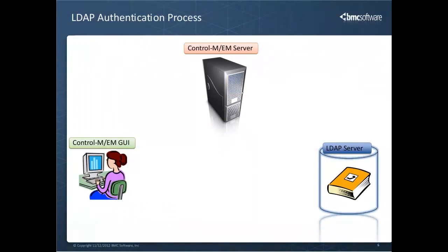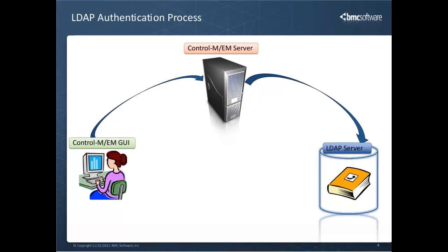Now we'll take a look at how the authentication process works. Let's say we've got a user who accesses the Control-M Enterprise Manager GUI and logs in with their LDAP credentials. When they enter their username and password, that's passed over to the Enterprise Manager server. And the Enterprise Manager server in this setting is more of a messenger. It takes those credentials and connects to the LDAP server and passes those credentials over to the LDAP server for verification.